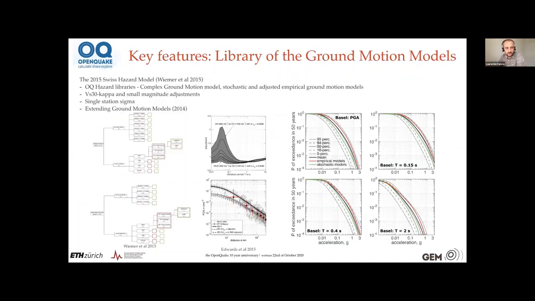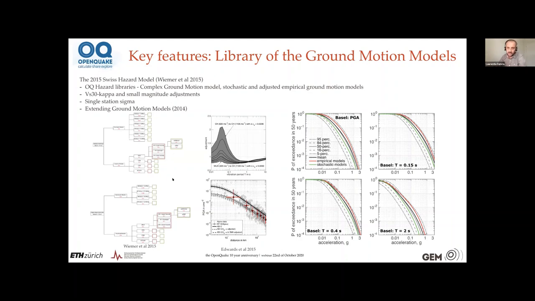In 2015, we used extended ground motion models for the first time. These extended ground motion models account for various adjustments of the VS30, kappa, small magnitudes, or even different components of the aleatory uncertainty. So for us, the open source capabilities of OpenQuake to contribute and implement such models was a key feature. And again, you notice here a logic tree.